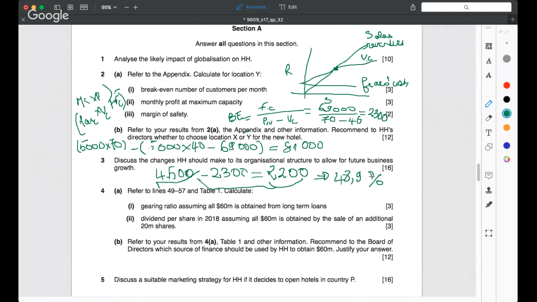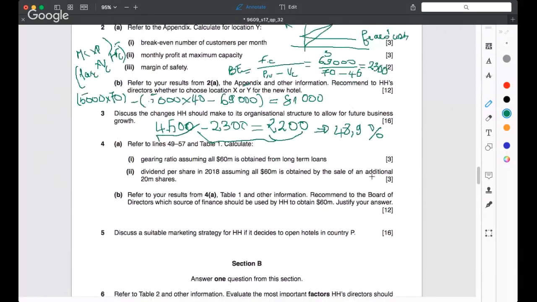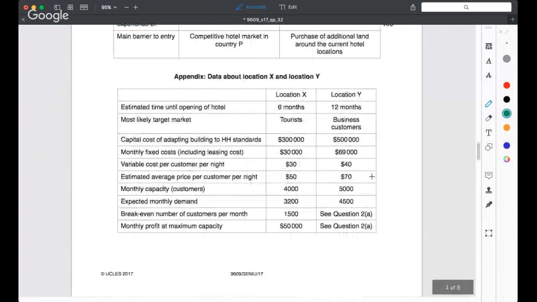This is what you missed before. Refer to the result from 2A and the appendix and other information, and recommend to the HH director whether to choose location X or Y. What do you think? Shall we go back to the table? Yeah, that's useful. Okay, location X and location Y.